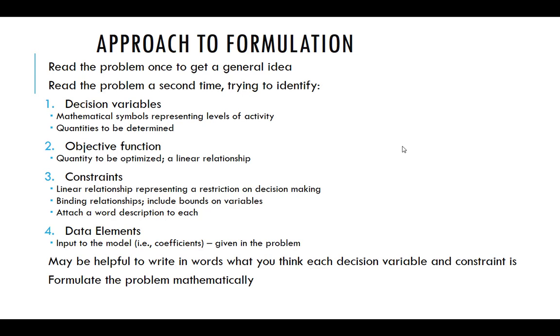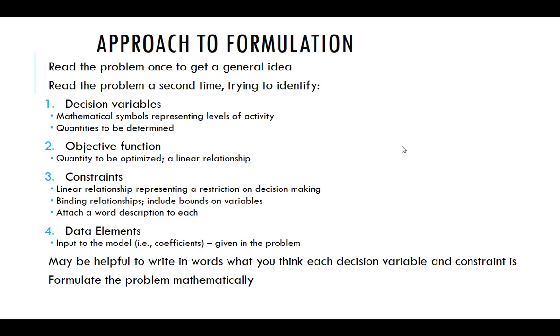Read the problem once to get a general idea. Then read it a second time, trying to identify the big parts that are necessary. The decision variables, those are the mathematical symbols representing levels of activity, the quantities to be determined. What's the objective function? It's the quantity that we're optimizing. Is it a maximization problem? Is it a minimization problem? Are we maximizing profit? Are we maximizing revenue? Are we minimizing cost? Are we minimizing time?